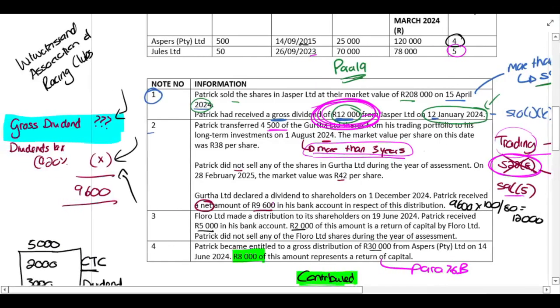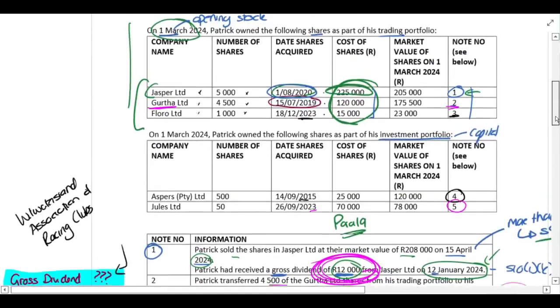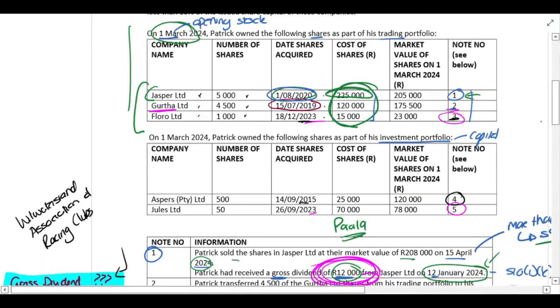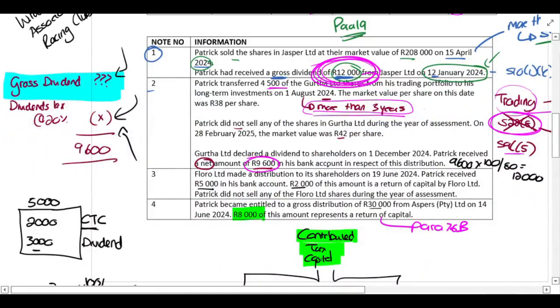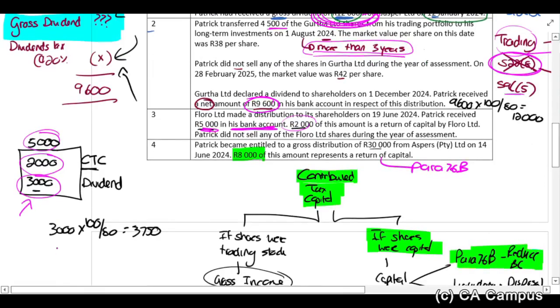Okay, so again guys, remember the gross amount. Number 3, this is the Floro shares we held from 2023. It says Floro made a distribution to its shareholders. He received 5,000. 2,000 of this was contributed tax capital. So remember what I said to you, it means of the 5,000 we received, 2,000 was contributed tax capital, and 3,000 would have been a dividend. But this is the amount that he receives in his bank account. So that 3,000 is after dividends tax has been withheld. Remember, there's no dividends tax on contributed tax capital. That's one of the important rules. So the amount before tax is 3,000 times 100 over 80, which is 3,750.